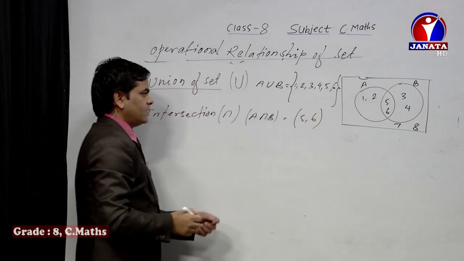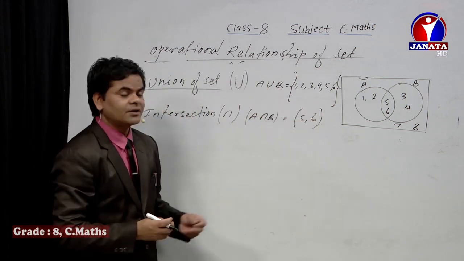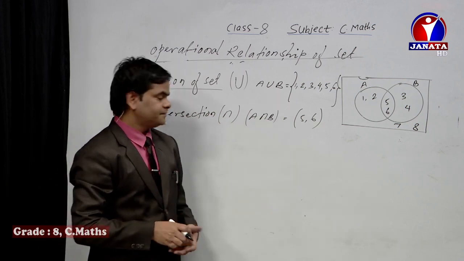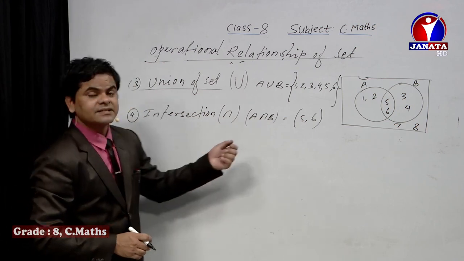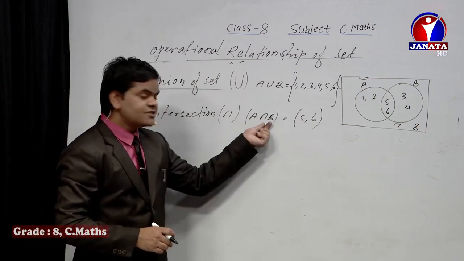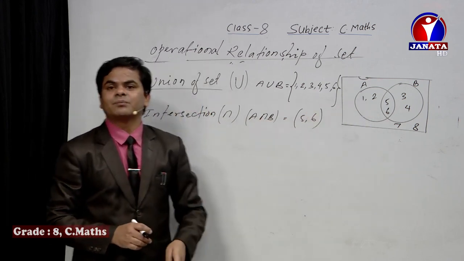It is the elements which are found in the common area between the two circles that is known as the intersection. So sometime in examination, if you are asked to find out the relationship between the two sets as intersection, at that time A intersection B equals the common elements of both sets.